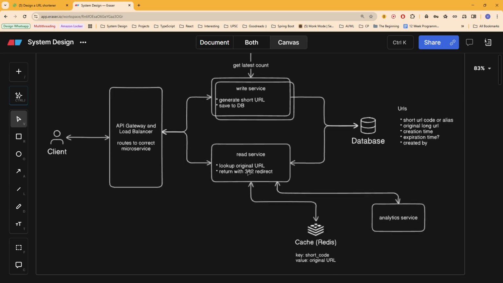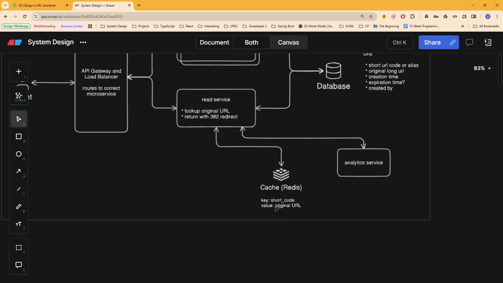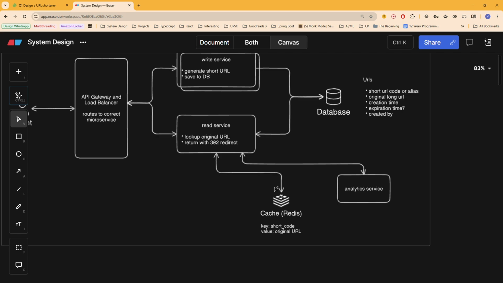We have a read service which will look up the original URL and return the redirect, and the read service talks to a cache. This is done to make the system scalable and to make the redirects low latency. So here we have a cache where we are storing the short code and the original URL as a key value pair.